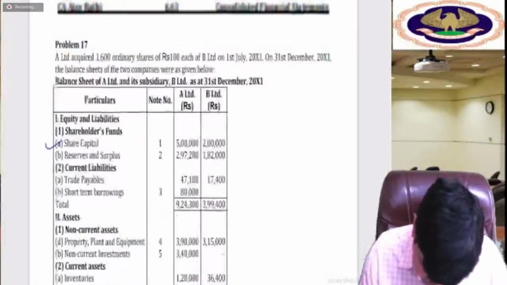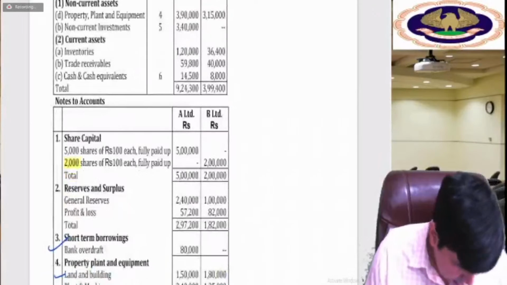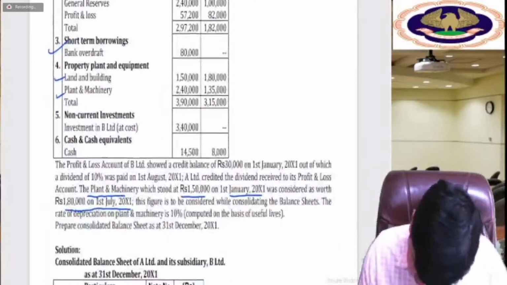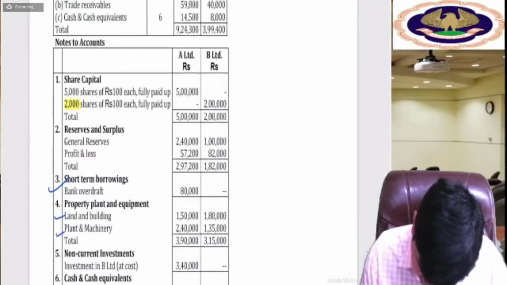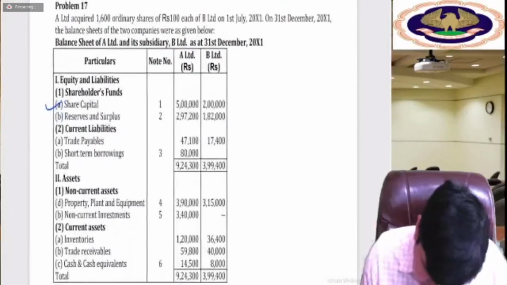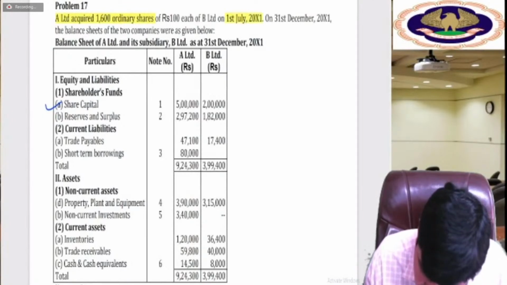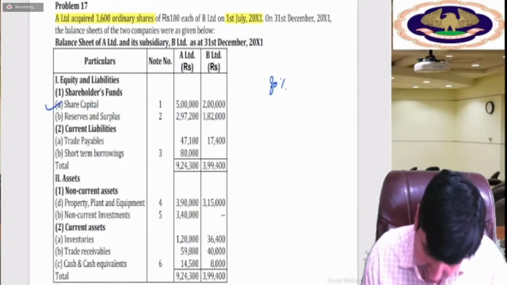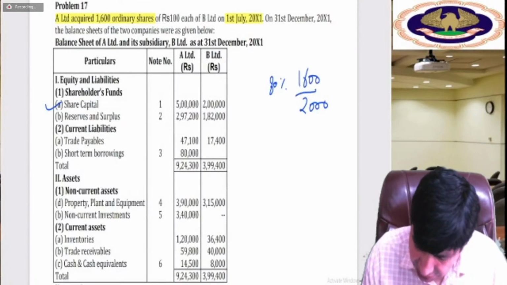We have purchased the investment. A Limited acquired 1600 ordinary shares of B on 1st July. It means we are holding 80% of the shares. How? The total shares are 2000. Out of those 2000, we are holding 1600. That becomes 80%.